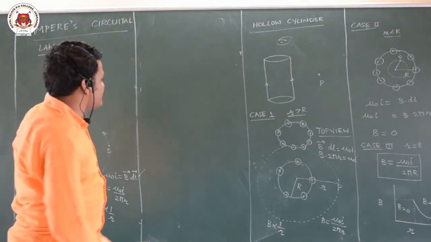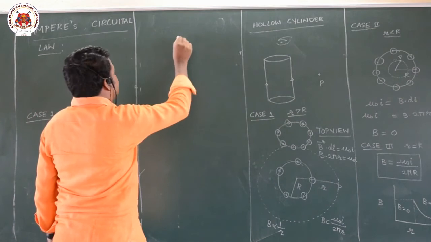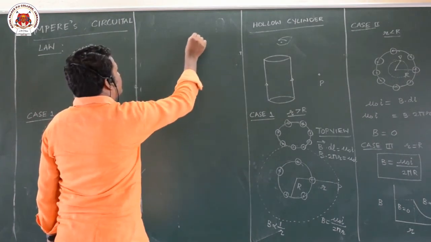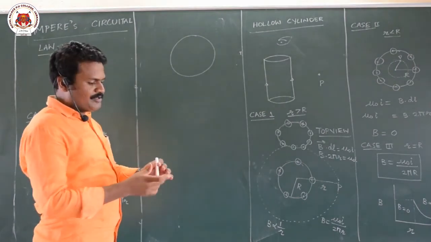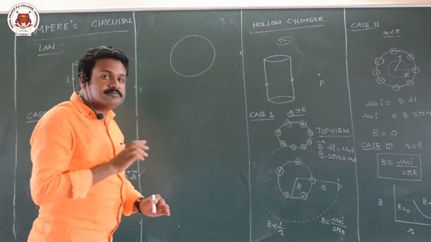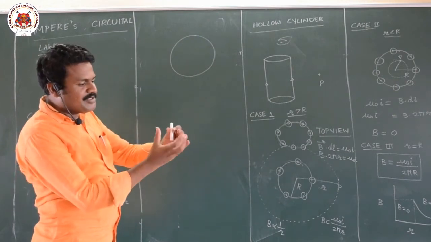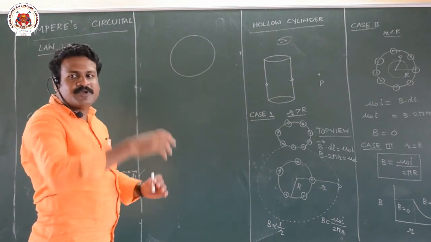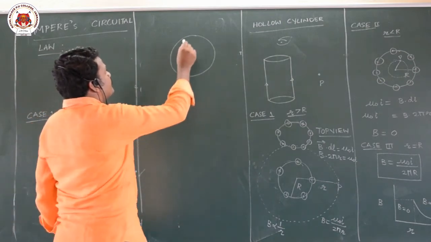Now some matter is present, so I will have some current inside. So again I will draw the top view. This is the top view of the cylinder. If you are seeing from the top, it appears as a circle, so I am drawing the top view.